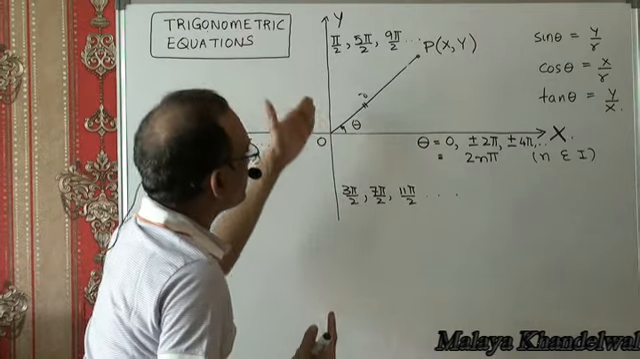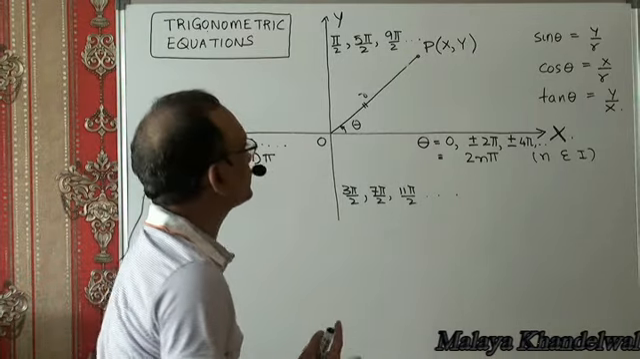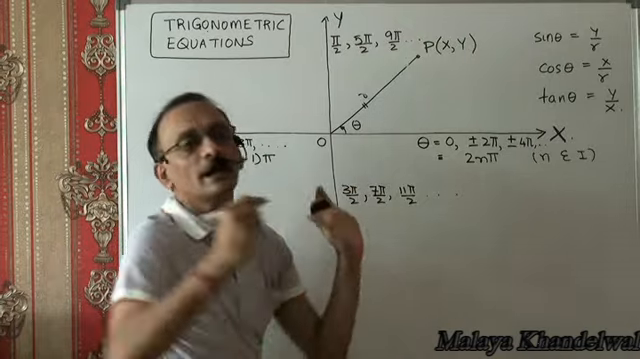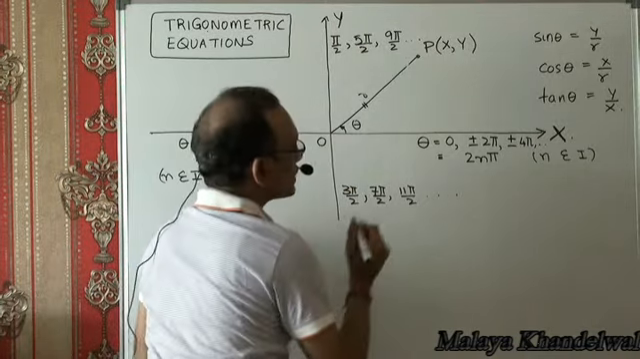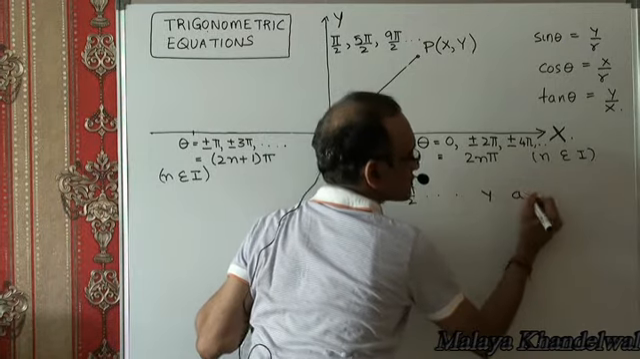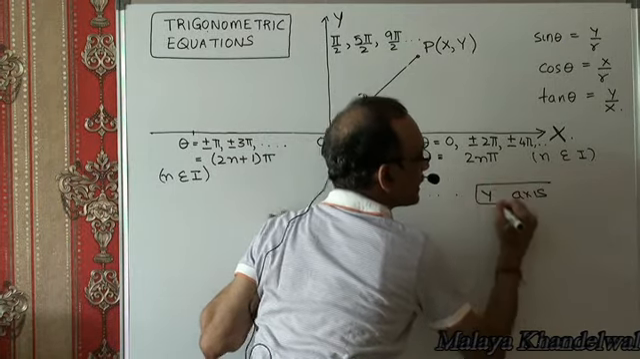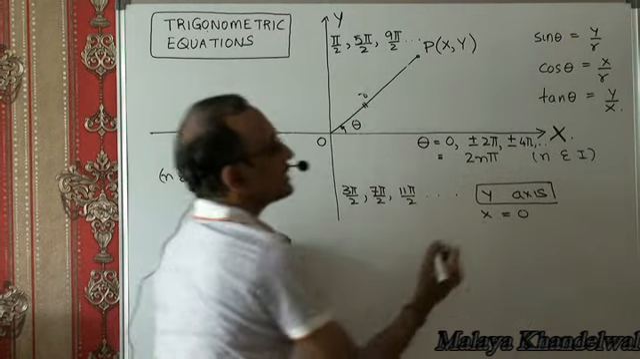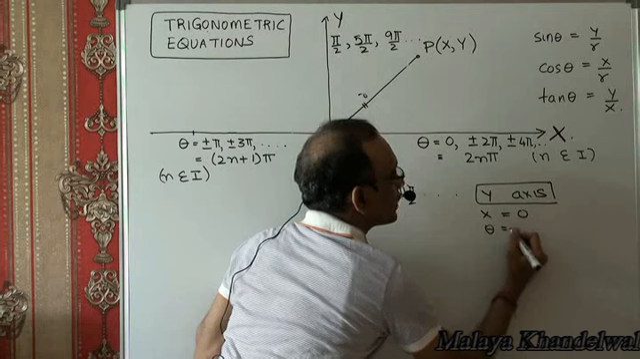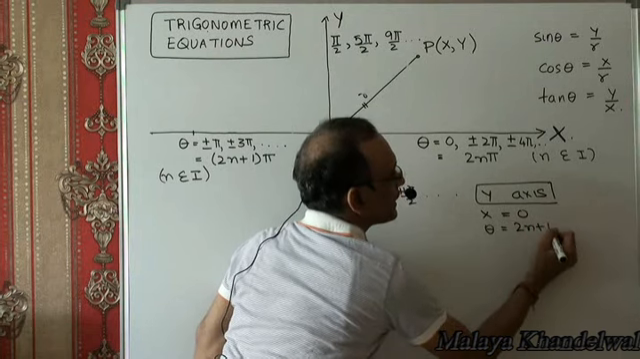So, be it the positive direction of the y-axis or the negative direction of the y-axis, this is going to be an odd multiple of pi by 2. So, y-axis, that means points where x becomes 0, is about theta equal to an odd multiple of pi by 2.